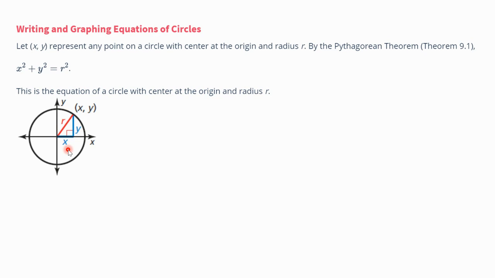So if you notice here, this would just be our horizontal leg and our vertical leg. A squared plus b squared equals c squared, which ends up being the radius. So this is only for when the circle is centered at the origin.